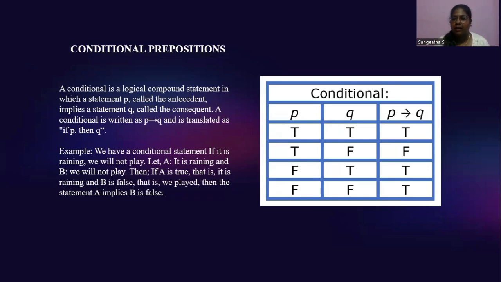Let us see an example for conditional proposition. We have a conditional statement: if it is raining, we will not play. So here, let us consider A as it is raining and B is we will not play. Then if A is true, that is it is raining, and B is false, that is we played, then the statement A implies B is false. If it is raining, we played, it is a false statement. So A implies B is false. Only if the first statement is true and the second statement is false, then the output will be false. Otherwise, it will be true.